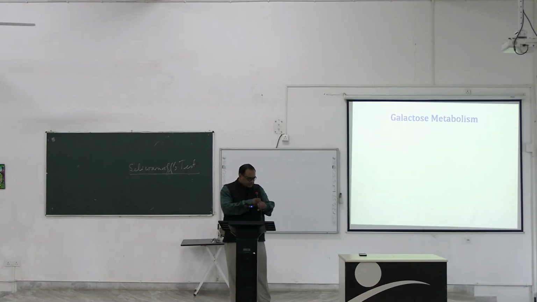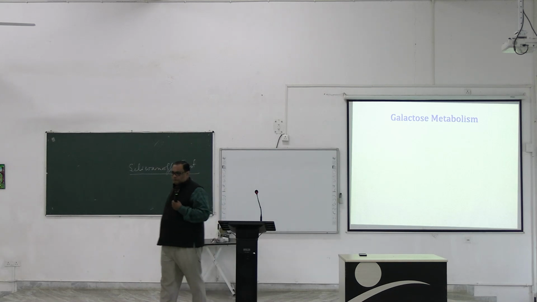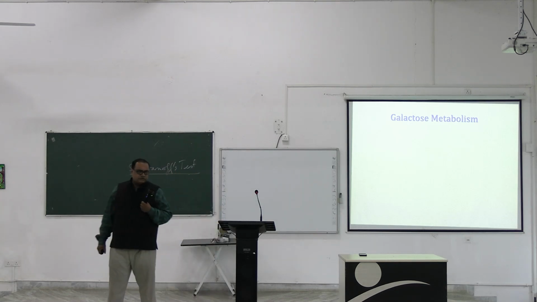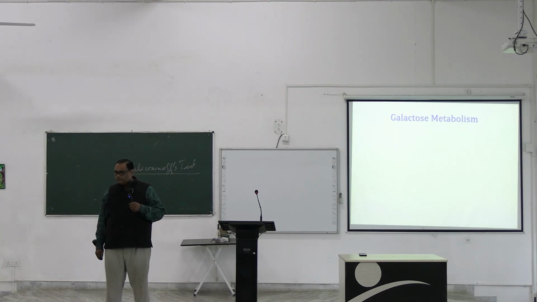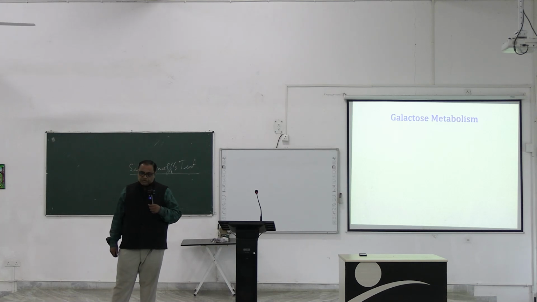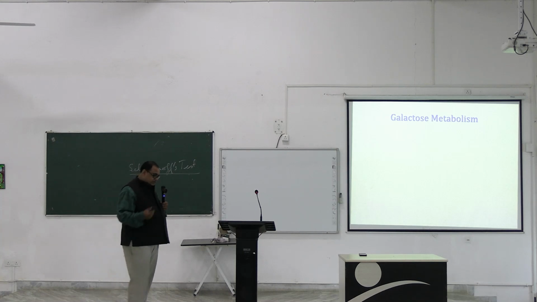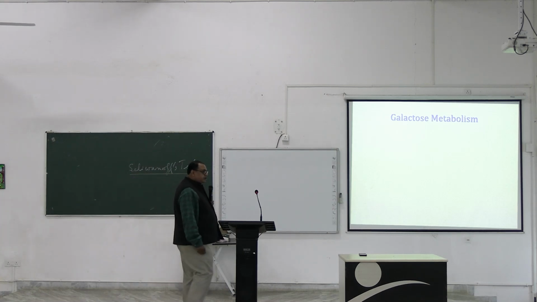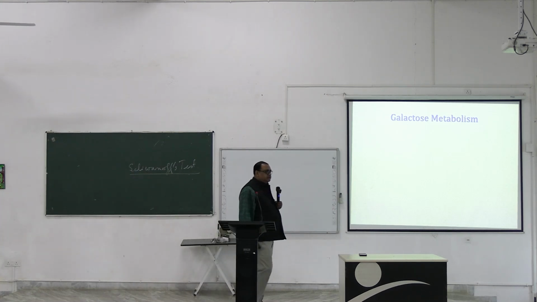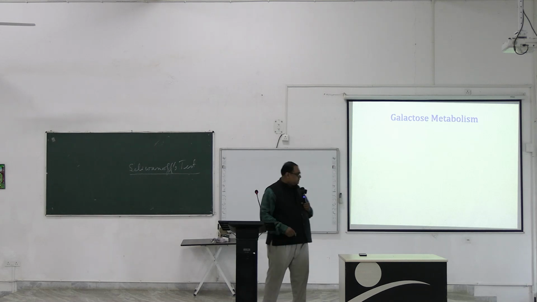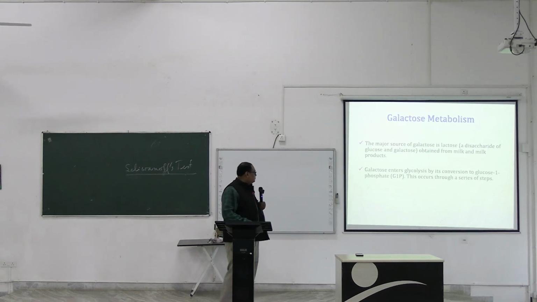Now we come to galactose metabolism. From where do we get galactose? Lactose. Lactose is a milk sugar. So milk sugar contains lactose. Lactose contains galactose. We get galactose. Very good. But the problem is galactose metabolism poses a lot of problems.